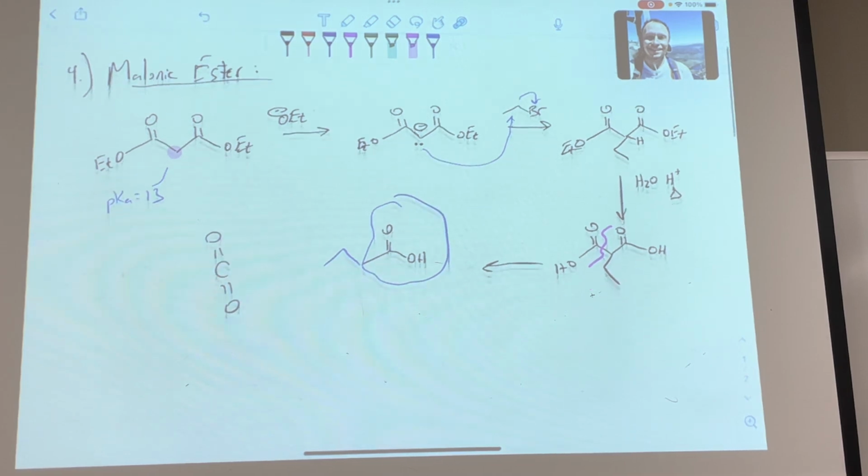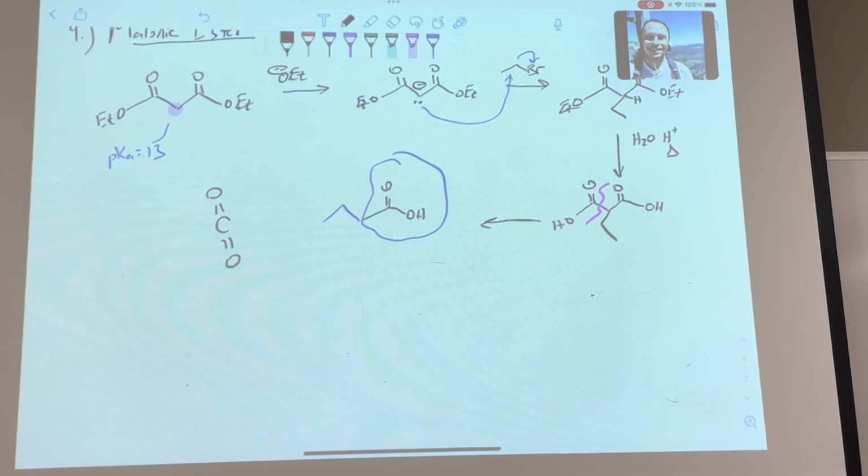Okay, then let's go ahead and look at the next one. The next one is going to be very, very similar to the malonic ester. We call this the acetoacetic ester.